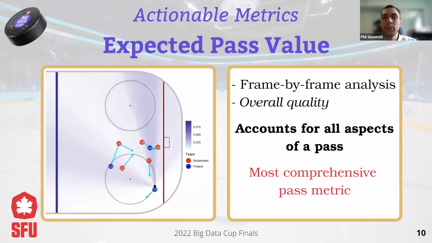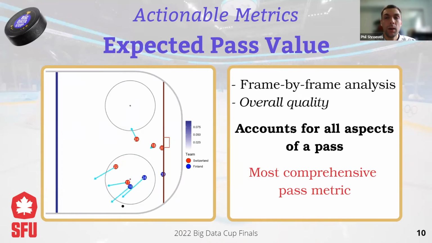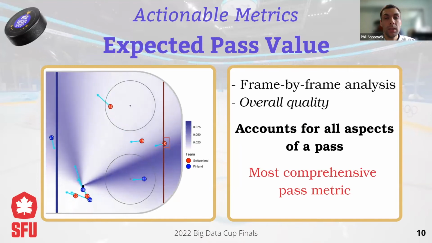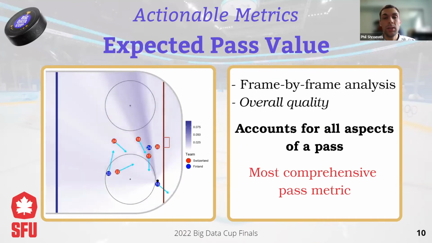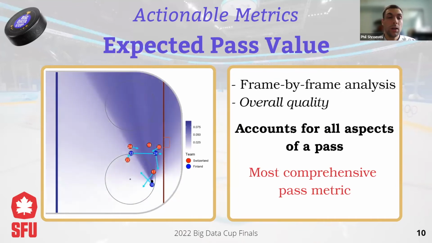Our next actionable metric is the expected pass value, which is a frame-by-frame analysis of the overall quality of any single pass while accounting for all elements involved. This includes interceptions, offensive pass control, rink control, and scoring probability. This metric is useful in the sense that it describes the overall benefit of passing along any particular angle.